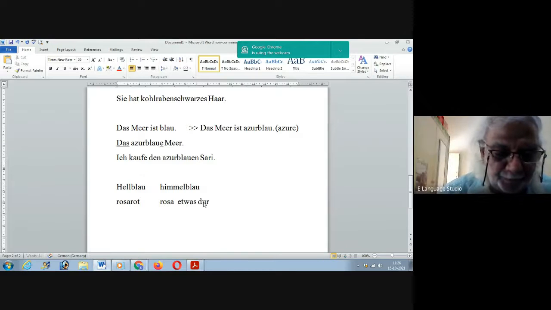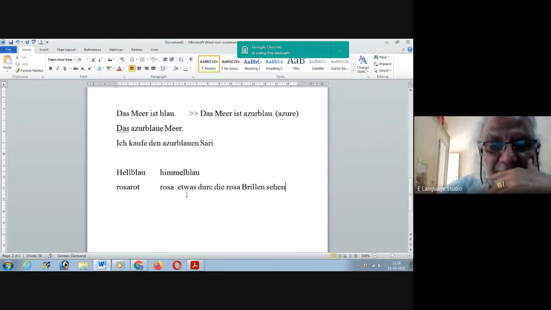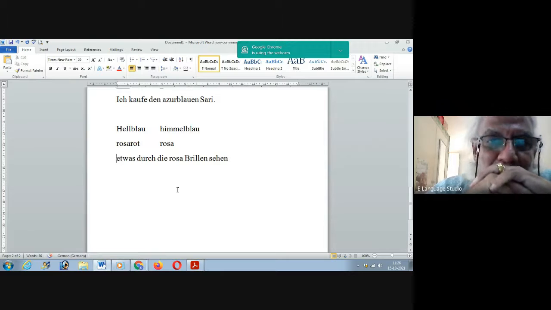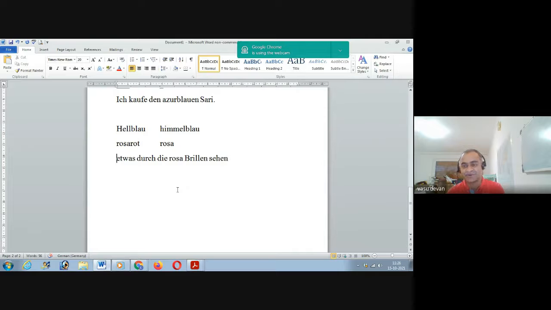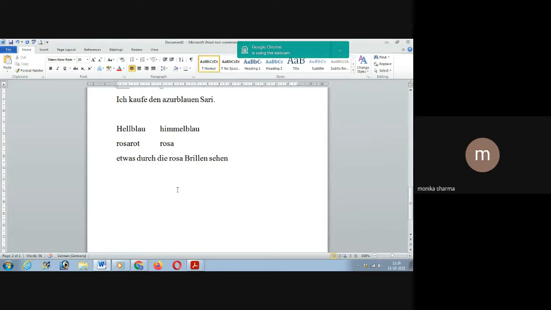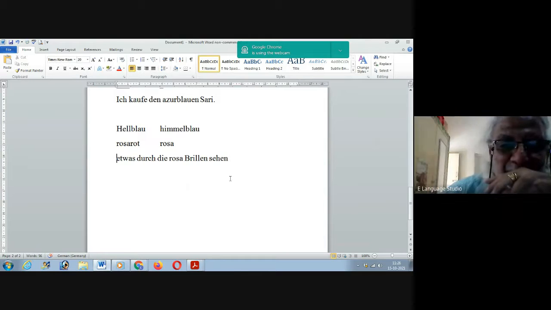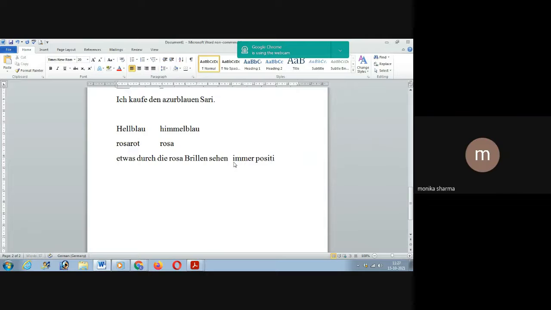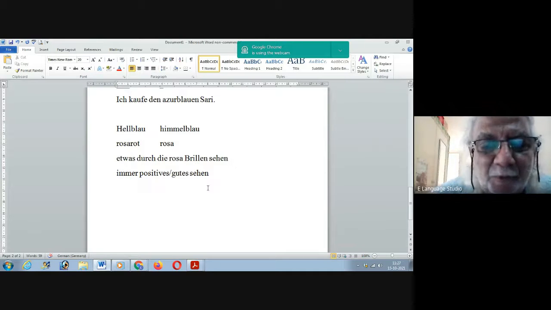This is Gateway B2. What does this variety mean here? Rosa. Rose. Etwas durch die rosa Brille sehen. Don't see through the glass. See it naturally. That's the meaning they use. Rosa Brille. To see something pink through glasses. No, through pink glasses. What does it mean? Okay. Nice. Das bedeutet immer Positives oder Gutes sehen.